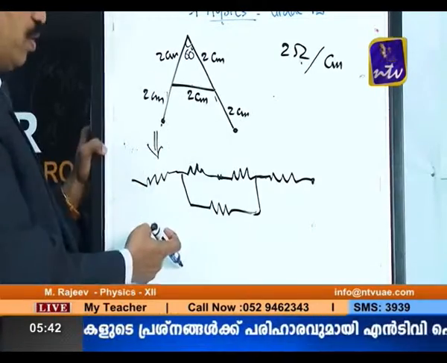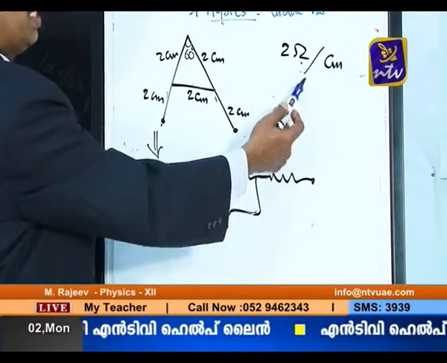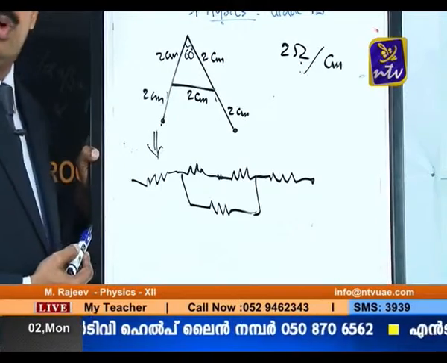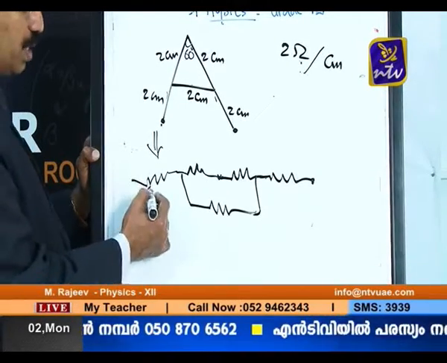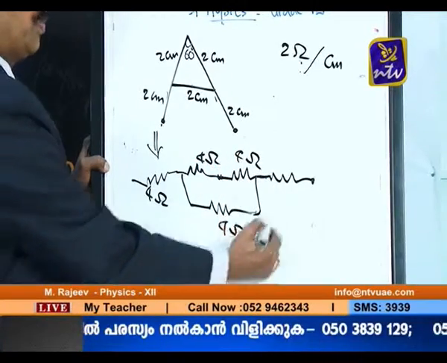Same diagram. What are the values? It is given 2 ohms per centimeter, so for 1 centimeter it is 2 ohms. What will be the resistance of one segment? One segment is 2 centimeters, so 2 into 2, 4 ohms is the resistance of each. This is 4 ohms, this is 4 ohms, this is also 4 ohms.